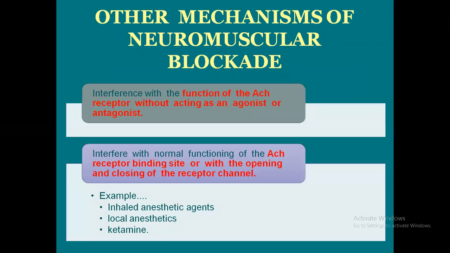Another mechanism of neuromuscular blockade is interference with the function of the acetylcholine receptor without acting as an agonist. How does it happen? By the addition of inhaled anesthetic agents, local anesthetics, ketamine. If you are giving volatile anesthetics like halothane, isoflurane, sevoflurane, they help in augmenting the effects of non-depolarizing muscle relaxants. Ketamine also does the same, local anesthetic also does the same.